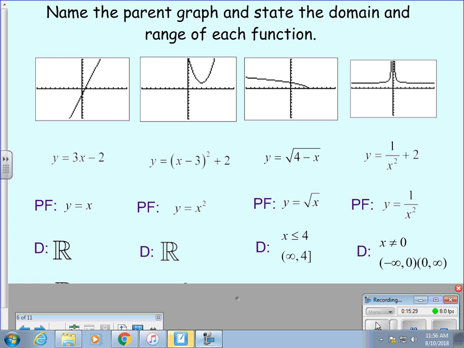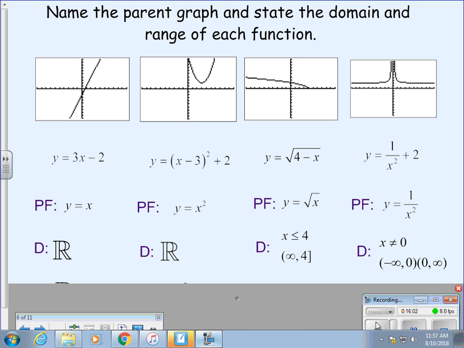Your domains, all real numbers. I can plug anything into the first. I can plug anything in here. I can take any number times 3 and then subtract 2. I can take any number, subtract 3, square it, and then add 2. My domain on here, however, is limited. I cannot have a negative square root. I'm not allowed to have a negative number underneath the radical. So x has to be values that don't give me a negative square root.